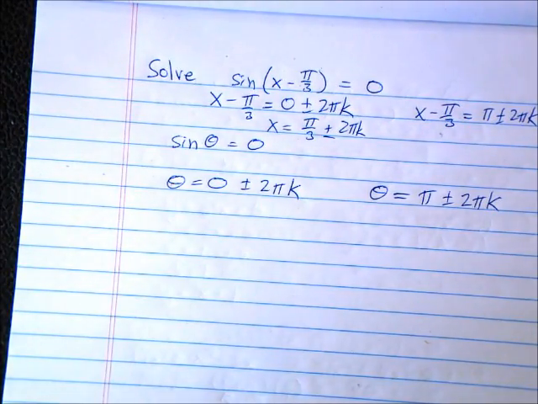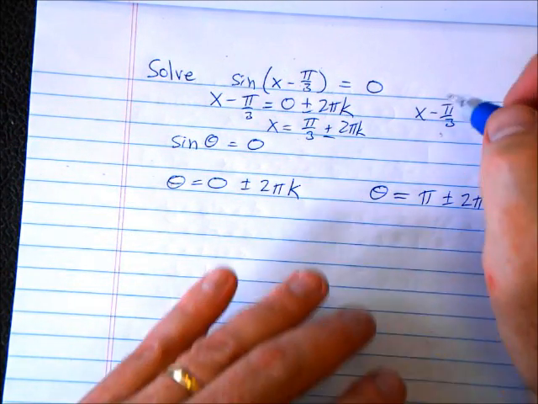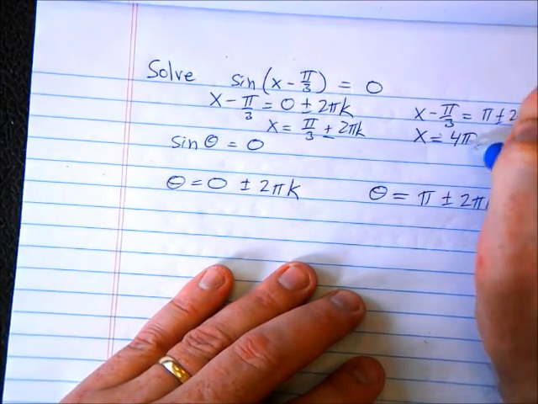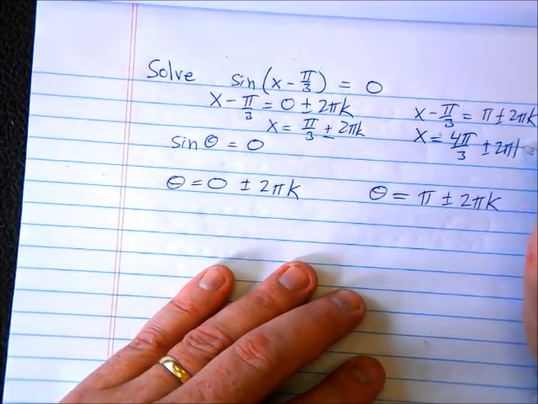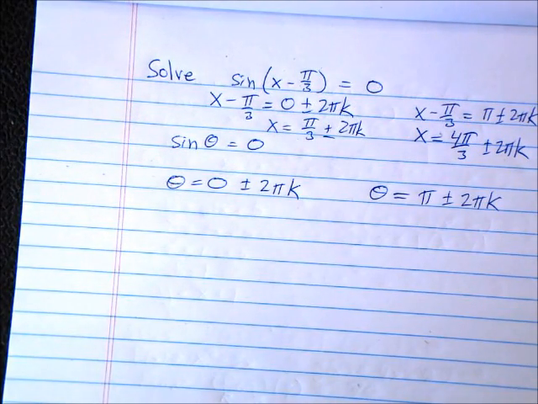So if we solve an open-ended question like that, generally I ask for all solutions. If you left off the plus and minus 2 pi k, I wouldn't be real upset, but generally I want all solutions. How do you get x all by itself there? Add pi over 3. What's pi plus pi over 3? 4 pi over 3. So x is 4 pi over 3 plus or minus 2 pi k. Questions on that?